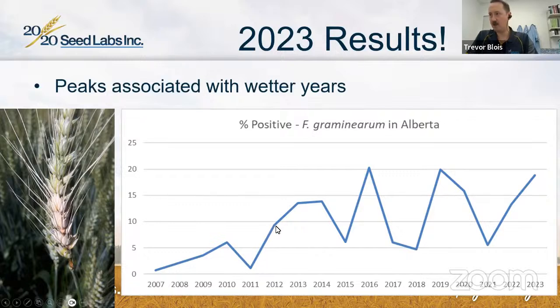Continued that rise 2012, and you'll see geographically 2012 was a big change in the province. 2013, we reached a high amount. 2014, similar to 2013, then dropped down in 2015, which was a drier year. 2016 was a wet year. It was really bad. That was the highest percentage of samples that tested positive in Alberta. Over 1 in 5 samples were testing positive that year.